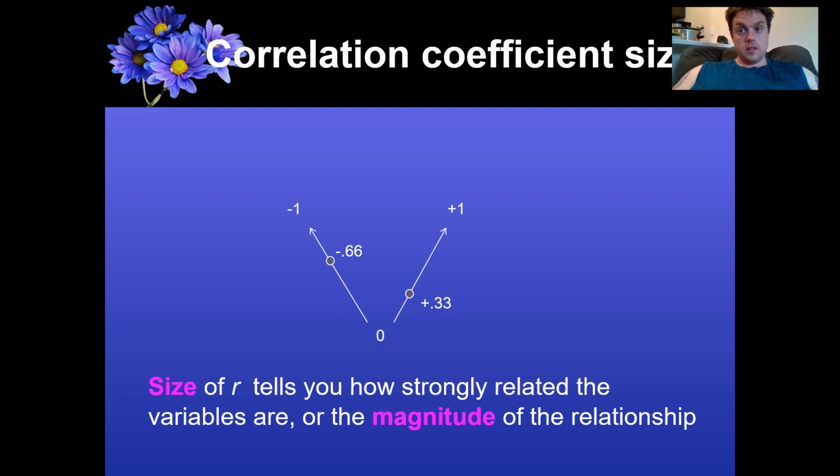And then the other piece is going to mean, what is the magnitude of the relationship? A bigger absolute value of R means there's a stronger relationship. Closer to -1 is stronger, closer to 0 is weaker. Closer to 1 is stronger, and closer to 0 is weaker.